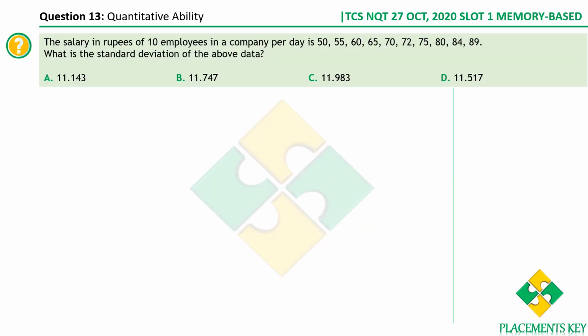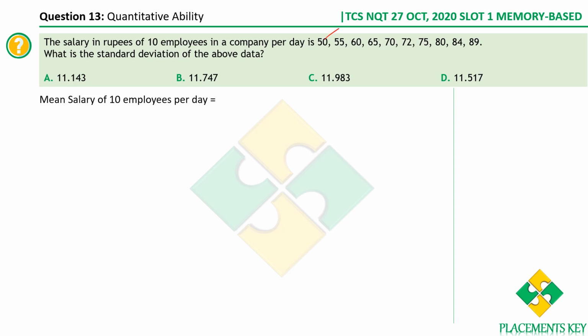The salary in rupees of 10 employees in a company per day. So there are 10 employees and these are their respective salaries per day. What is the standard deviation of the above data? Fine. So first, what is the mean salary of all these 10 employees per day? What is mean? Sum of observations by number of observations.